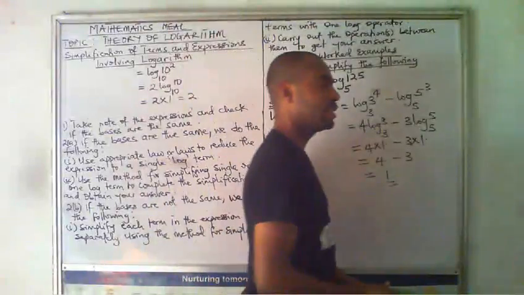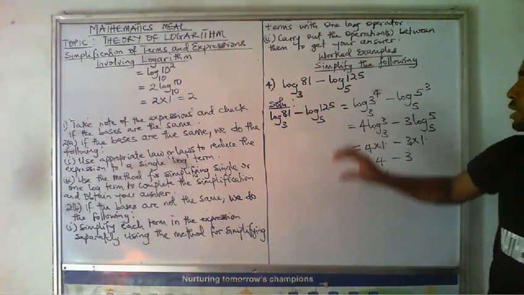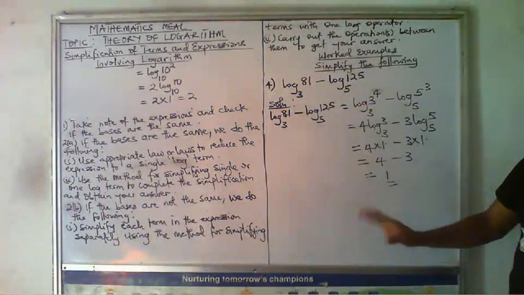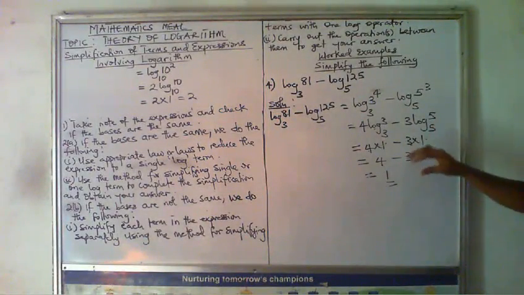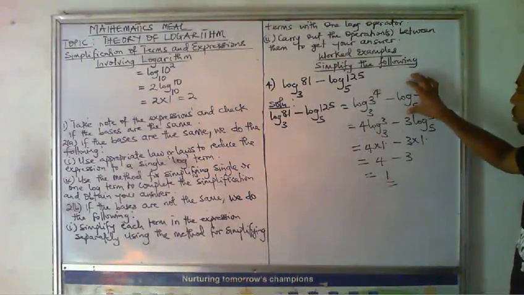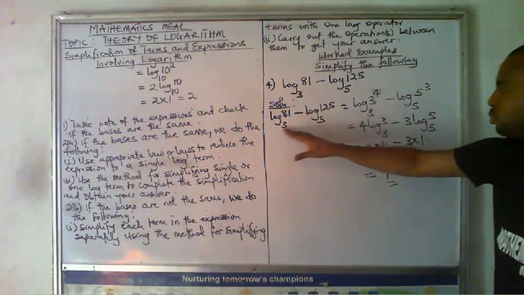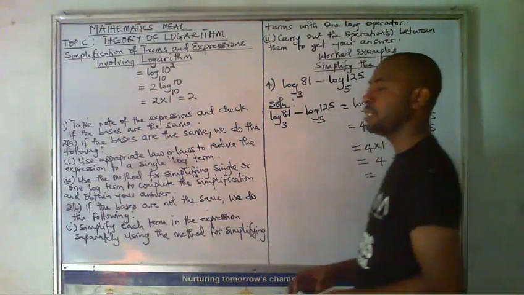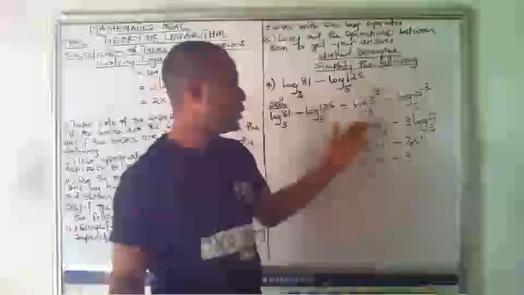Very beautiful. When the bases are not the same, you simplify them separately. This one, handle it the same way we handle single log terms. The same thing we do on this one. Why are we doing that? We would have combined them if the bases were the same, but the bases here are not the same.